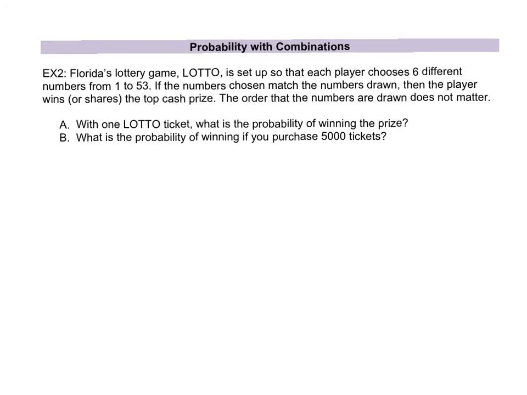Let's go ahead and look at an example where we have combination. Example 2, Florida's lottery game lotto is set up so that each player chooses 6 different numbers from 1 to 53. If the numbers chosen match the numbers drawn, then the player wins or shares the top cash prize. The order that the numbers are drawn does not matter. So since the order that you draw your numbers does not matter, this is an example of a combination. But it's still just one group. We're still just choosing from this set of numbers from 1 to 53.